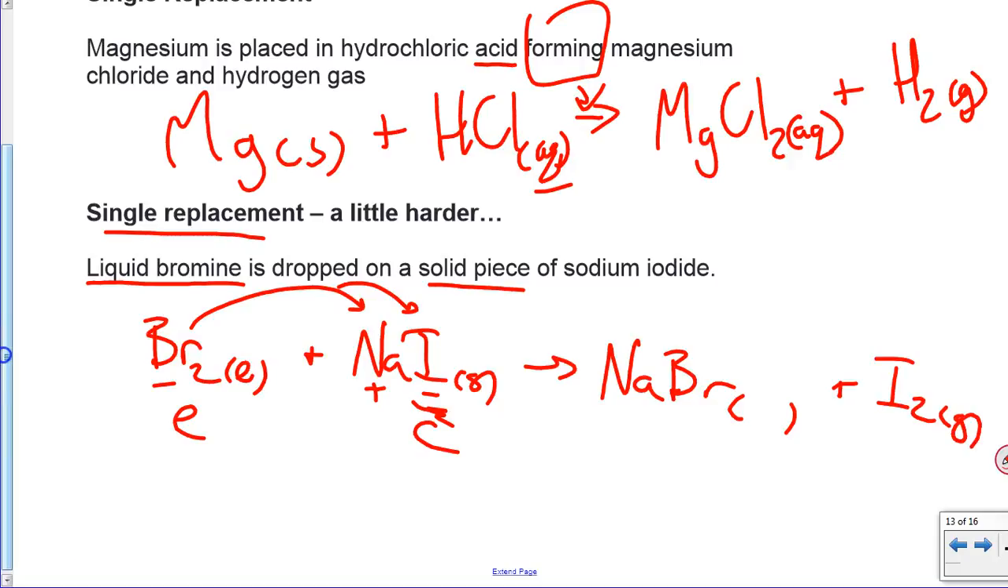How did you know that was a solid, Mr. Regnier? Did you memorize that? Yes. The other clue would be, guys, if you don't know, you should know it's I2, but if you don't know the state, check the table.